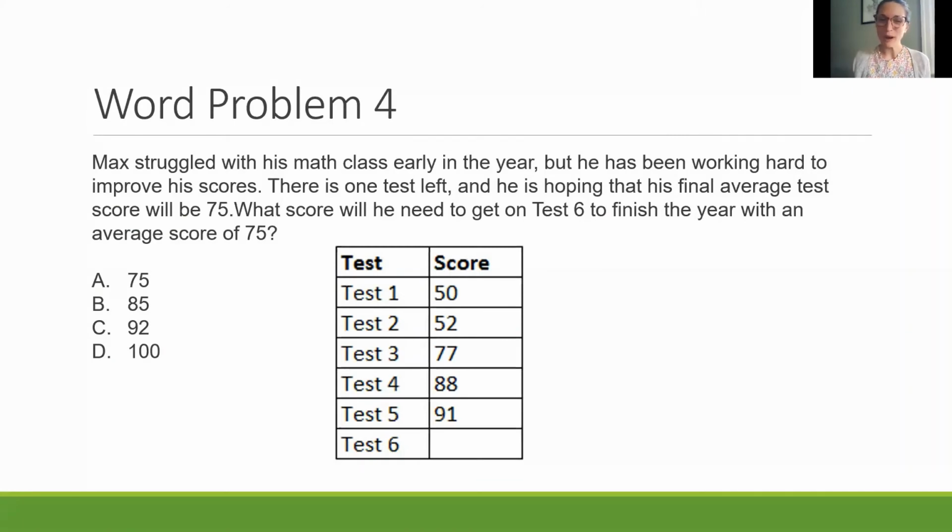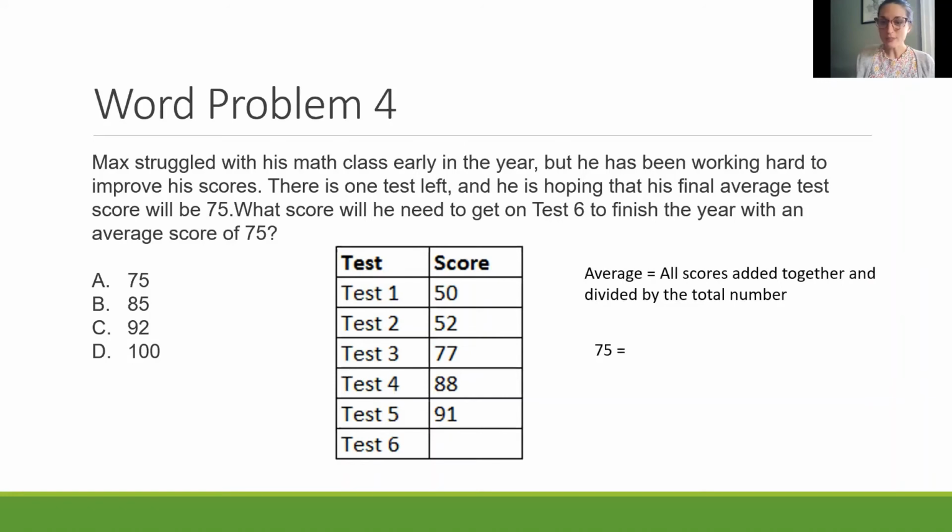For our next word problem, it says, Max struggled with his math class early in the year, but he has been working hard to improve his scores. There's 1 test left, and he is hoping that his final average test score will be 75. What score will he need to get on test 6 to finish the year with an average score of 75?